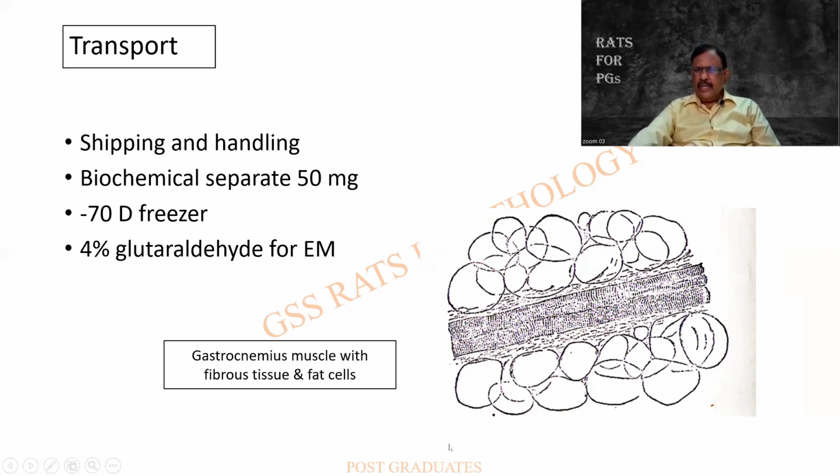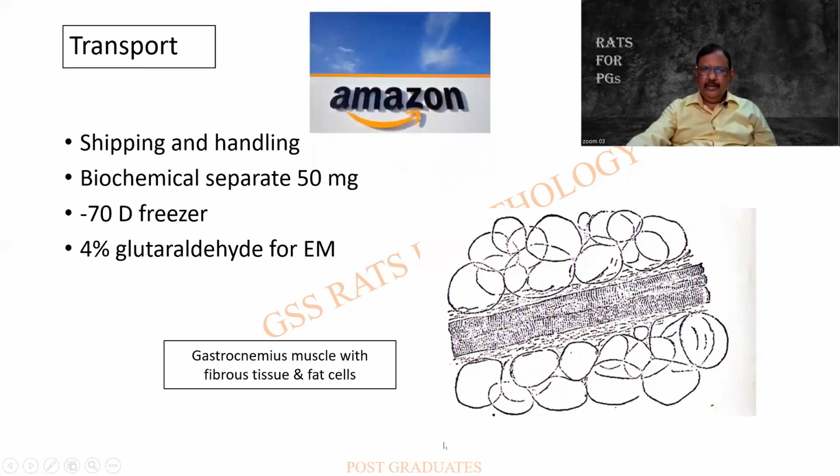This is supposed to be a gastrocnemius muscle. In fact, I am seeing only 2 of the muscle fibers. There is some amount of fibrosis over here, and there is a lot of insinuating fat that is surrounding the muscle. So this is what shipping is meant about.